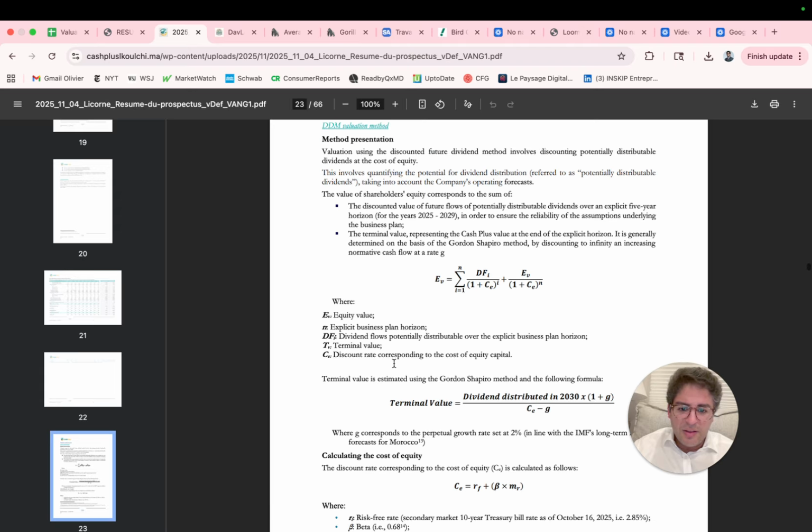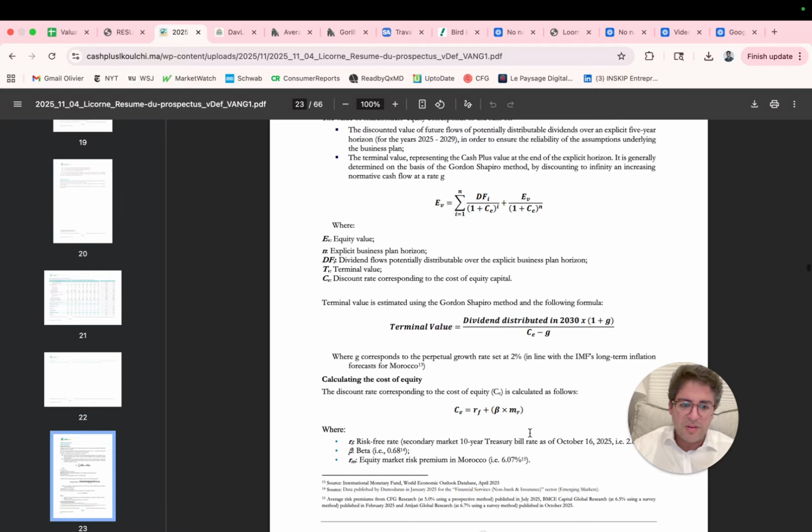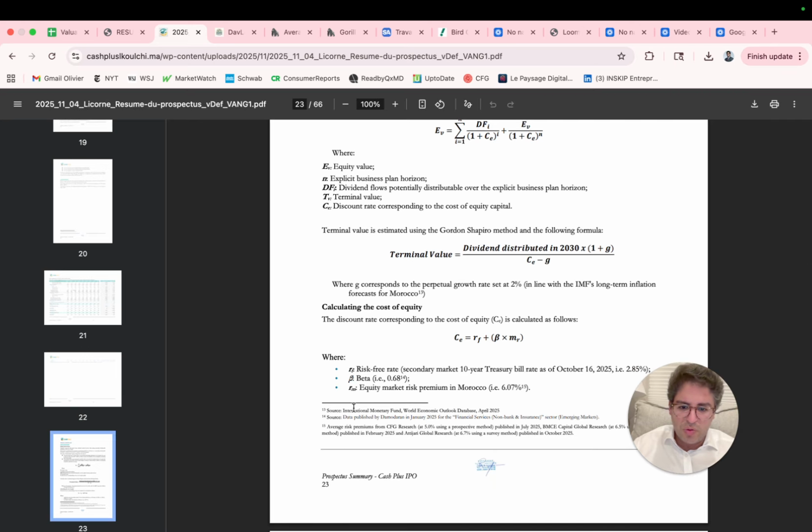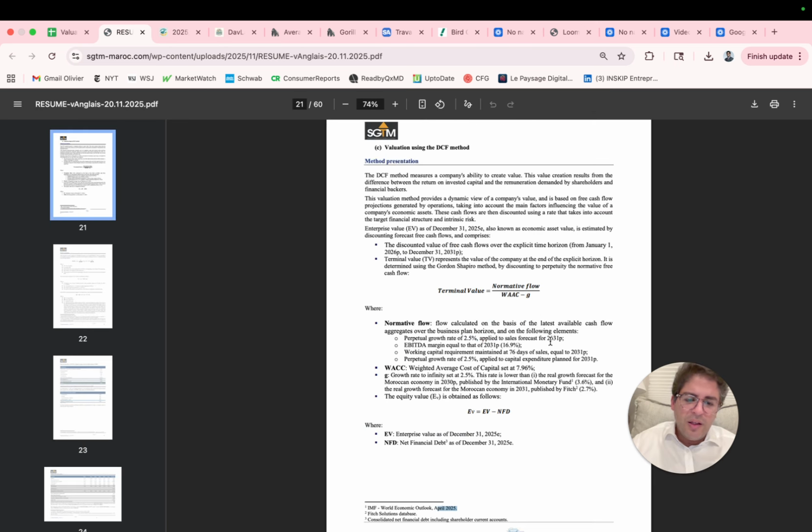And guess what you find? G corresponds to the perpetual growth set at 2%. And then they say in line with the IMF's long-term inflation forecast for Morocco. And the source is International Monetary Fund and blah blah. Well, let me tell you something. What happens if you increase this one? If you increase this one, means that this difference will become lower. And if this difference becomes lower, means that this ratio is becoming higher, i.e. the terminal value is becoming higher.